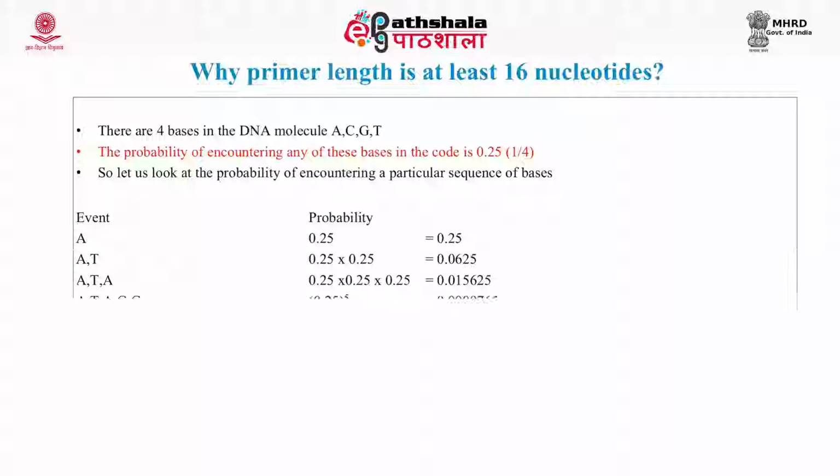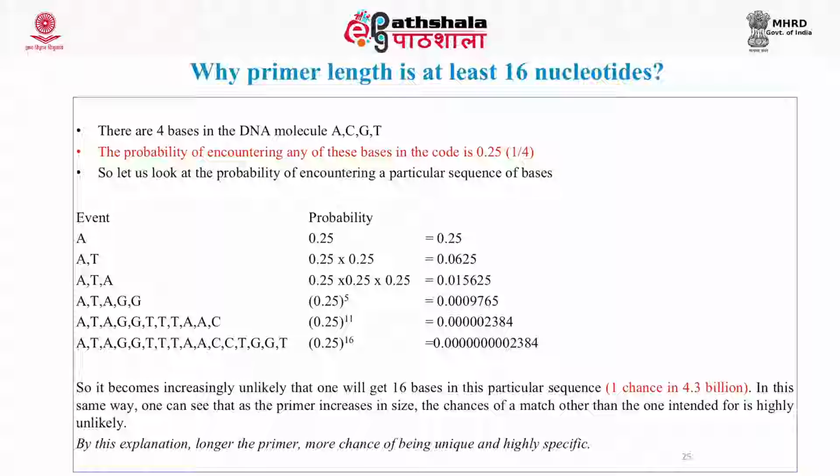So let us look at the possibility of encountering a particular sequence of bases. When only one base is used, the probability of encountering it is 0.25. As the number of bases increases, the probability becomes 0.25 raised to the power of the number of bases. So when we use a 16 nucleotide primer length, it becomes increasingly unlikely that one will get 16 bases in this particular sequence in the DNA template.